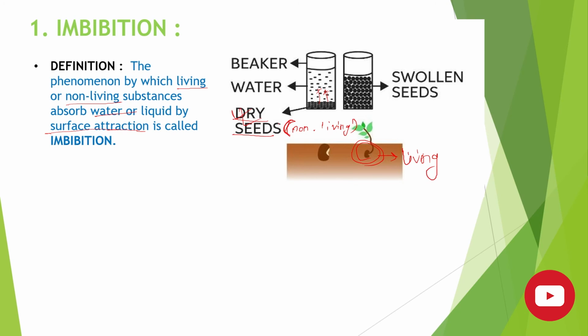That is what is done here. These dry seeds are performing surface attraction. They are attracting the water molecules to diffuse into them, and hence they are absorbing water, and after some time they become swollen and puffy. In this case also, this is the living germinating seed, and it is also absorbing water from the soil, and then it is increasing its size, and it's becoming like this. So this phenomenon is known as imbibition.